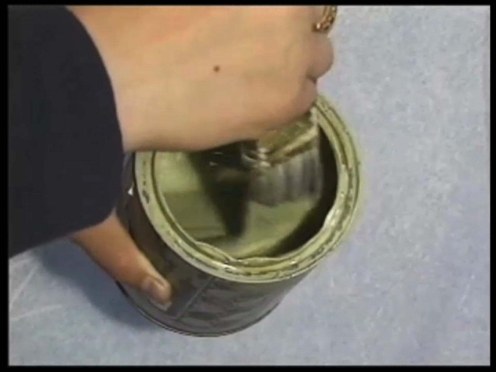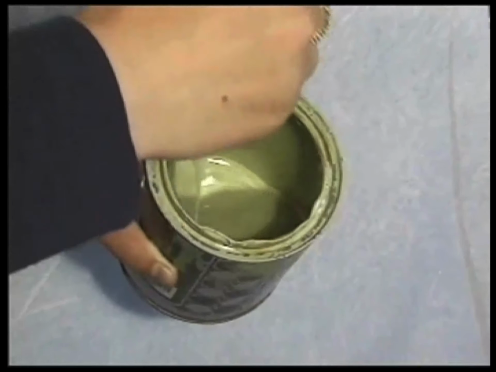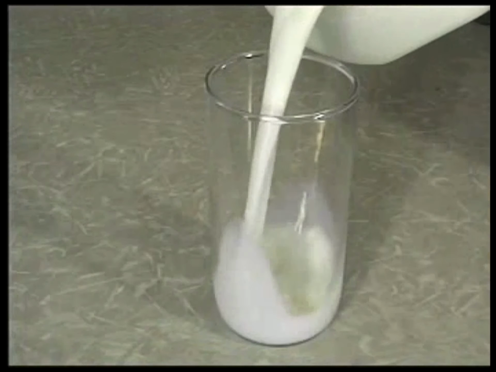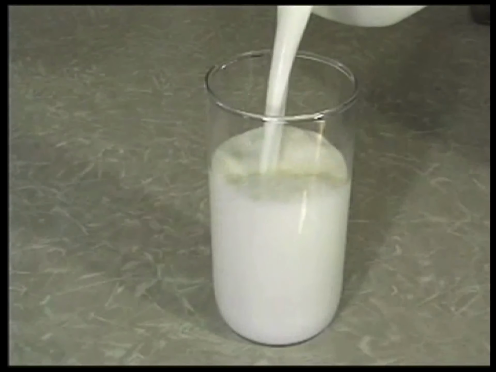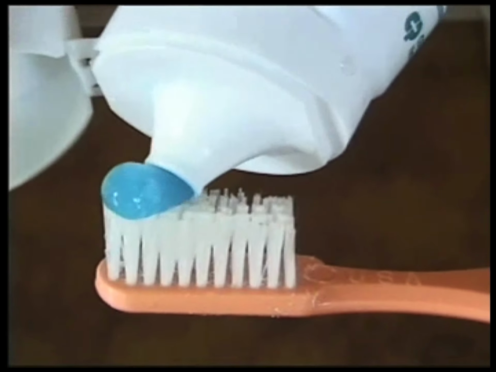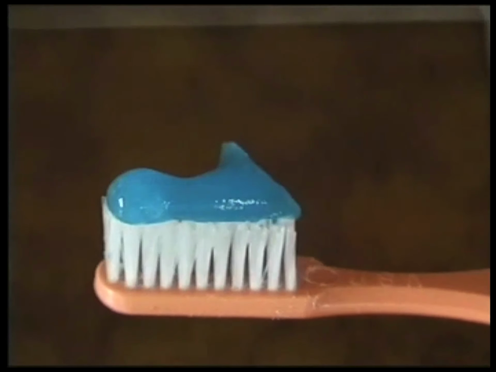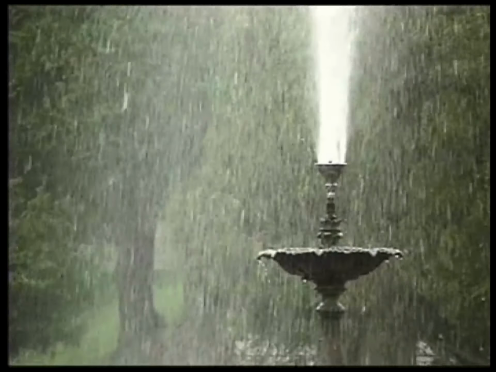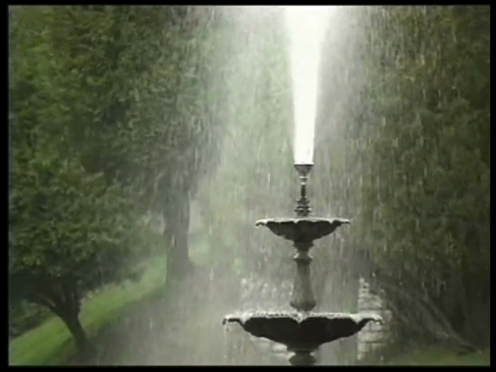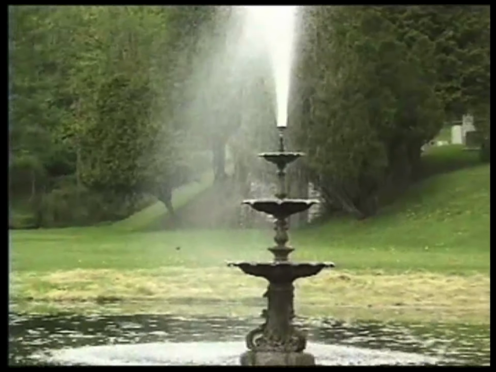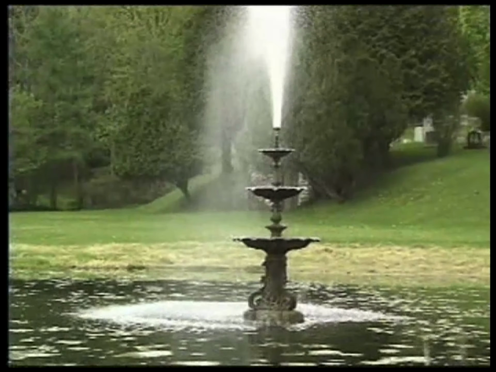Homogeneous mixtures, like this paint, are different from heterogeneous mixtures in that they are well mixed and the same throughout. This milk is a homogeneous mixture in that it is chemically the same throughout. Other examples of homogeneous mixtures include toothpaste. Perfume is also a homogeneous mixture. Having explored the differences between homogeneous and heterogeneous mixtures, let's consider the three types of mixtures: colloids, suspensions, and solutions.